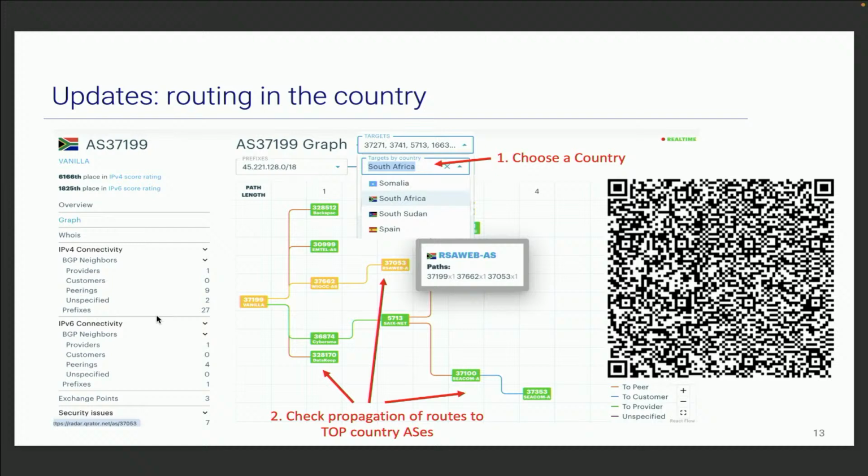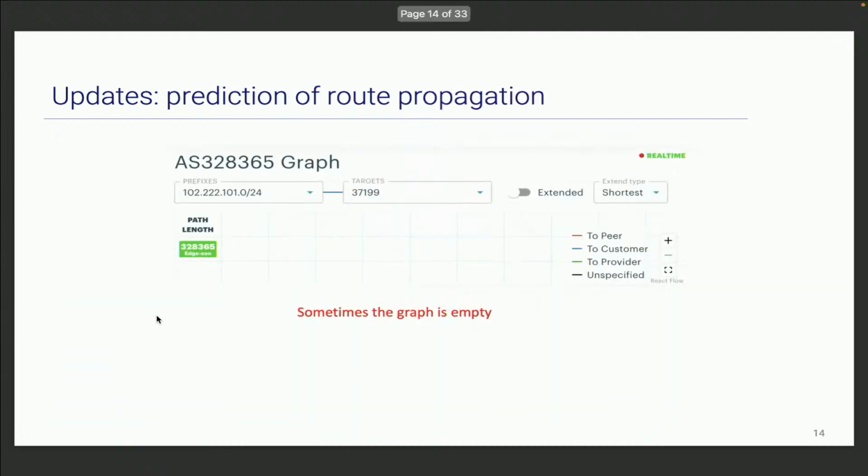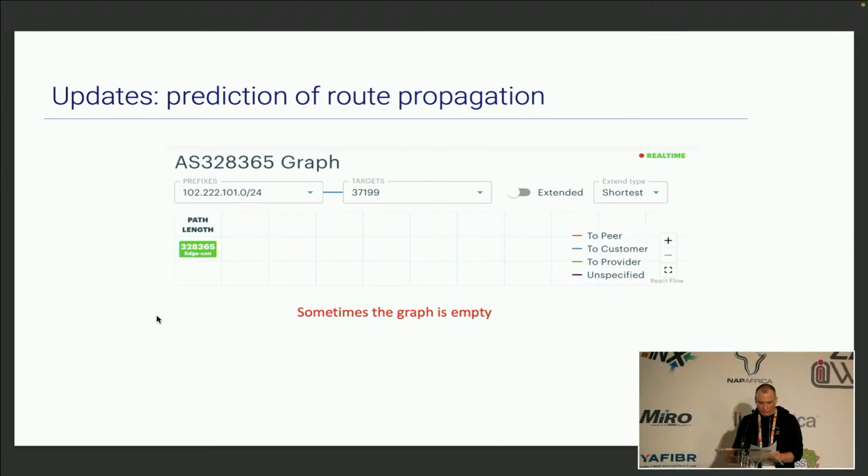It looks like an interactive multi-looking glass, but it depends on the count of our observation points in the country, and sometimes our graph is empty. It happens because sometimes we haven't got routes from observation points to the origin autonomous system which announces the prefix.